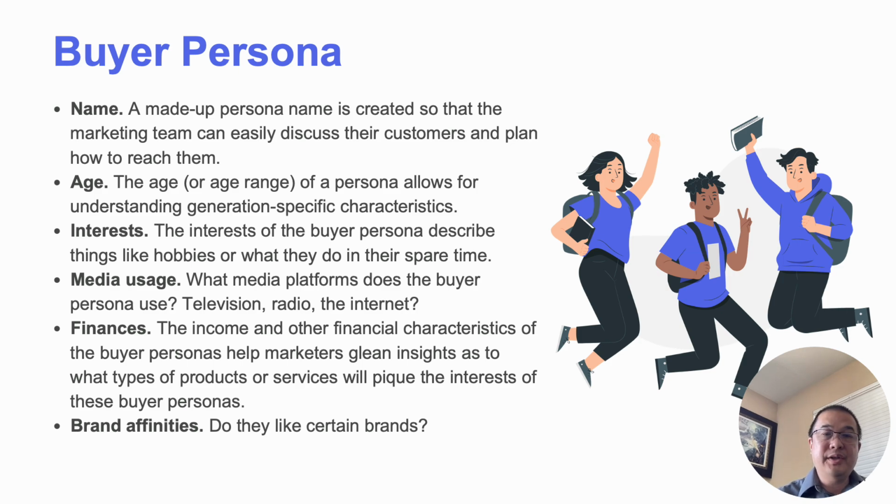Number 2, age. The age or age range allows for understanding generation-specific characteristics. Age influences interests, buying habits, preferred technology, and spending patterns. Examples are teenagers, young professionals, parents, and retirees.